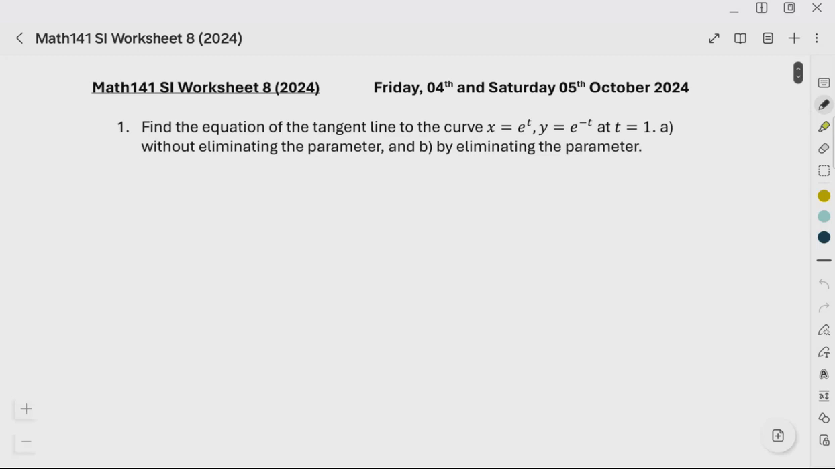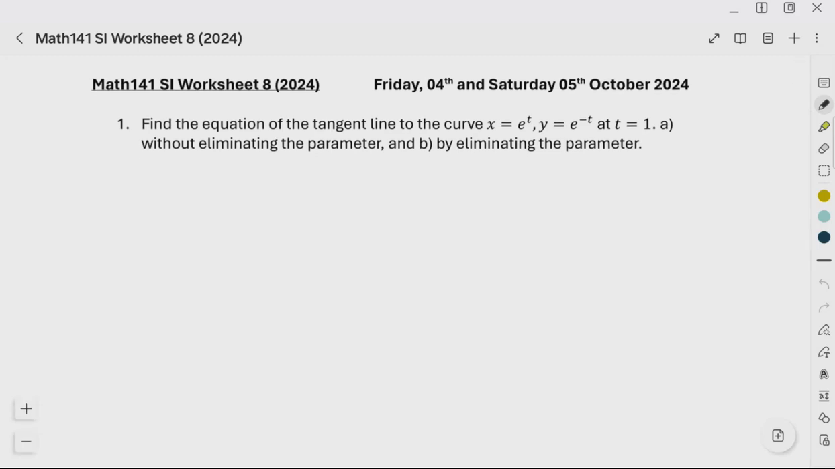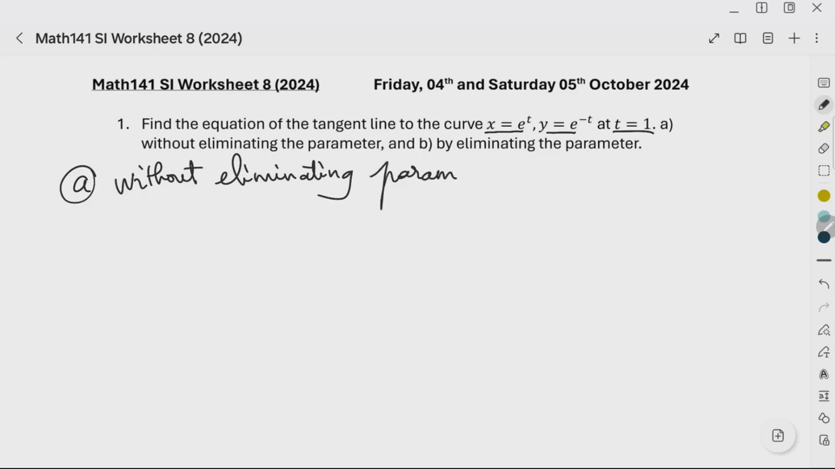So if you look at the first question, they tell you find the equation of the tangent line to the curve that is given by these parametric equations at t is equal to 1. And they tell you to do it without eliminating the parameter t, right? So how do you do that?